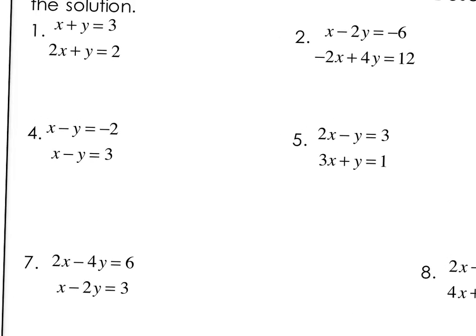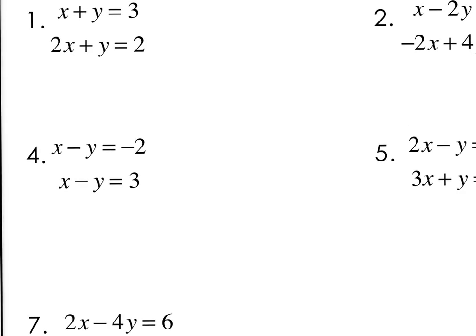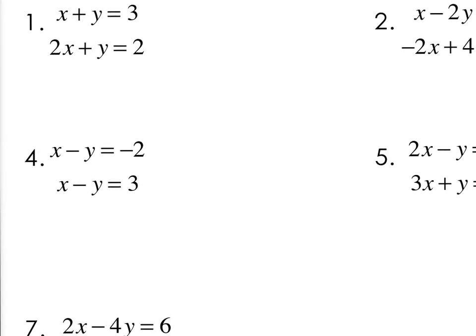So let me zoom in here on number 1. And again, you can plug this into Desmos so you can see what it looks like if you don't have your own graphing calculator. What I'm going to do is write these equations both in slope-intercept form. So y equals negative x plus 3. Y equals negative 2x plus 2. So to tell what kind of system we have here, you need to look at two things. You're going to look at their slopes and their intercepts.